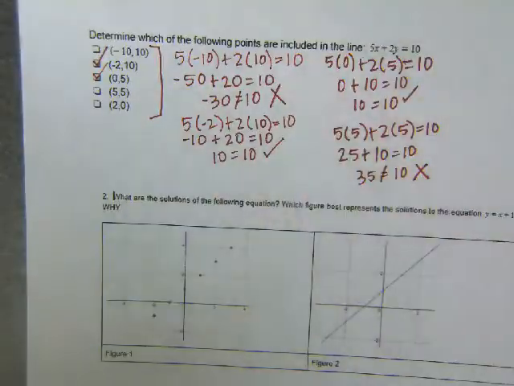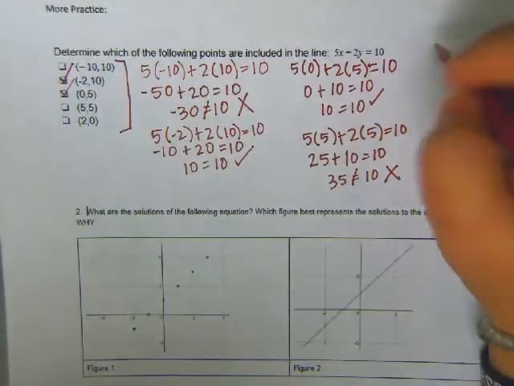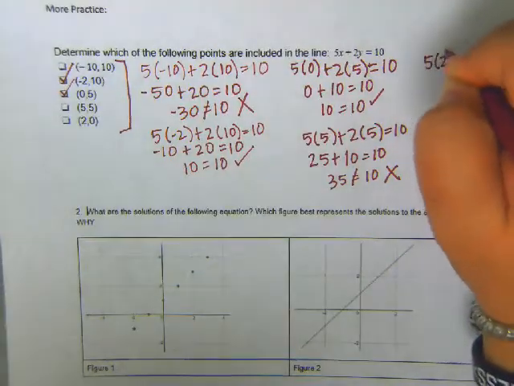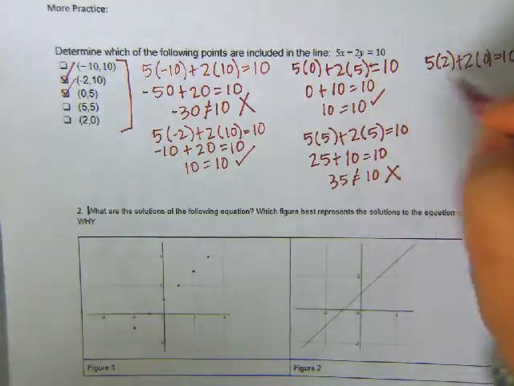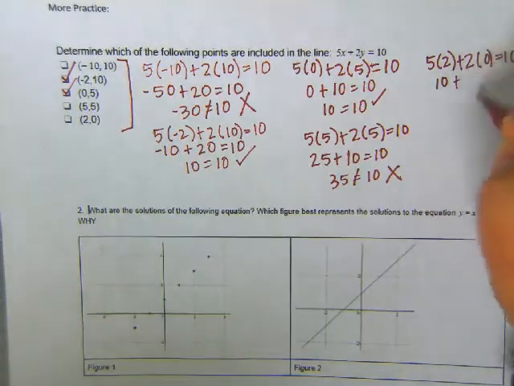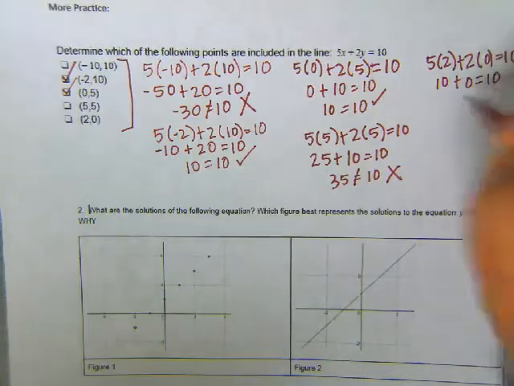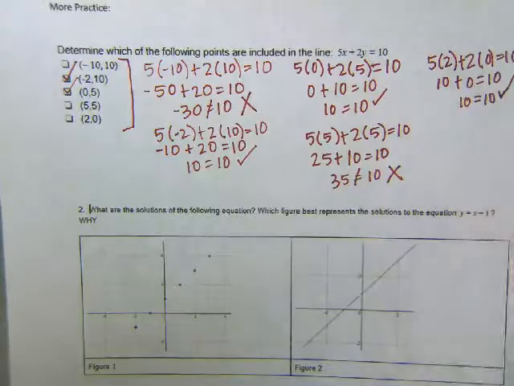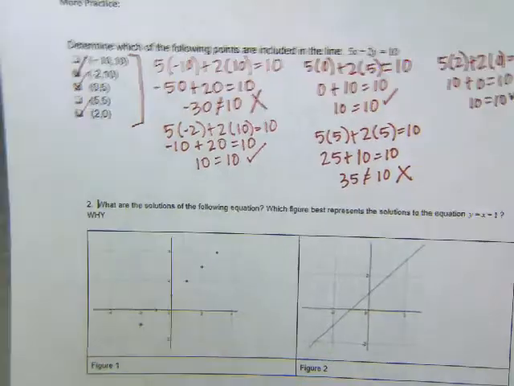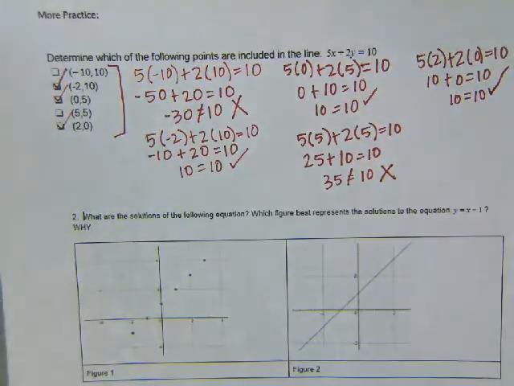And then lastly, we're going to plug in 2, 0. So 5 times 2 plus 2 times 0 equals 10. 5 times 2 is 10, plus 2 times 0 is 0. And then this gives us 10 equals 10, which is also true. So then the third point that's the solution is 2, 0.